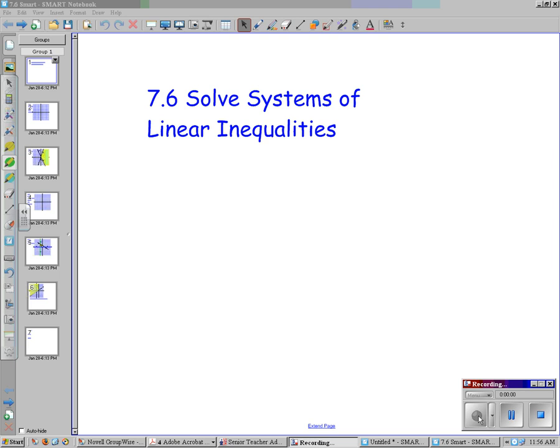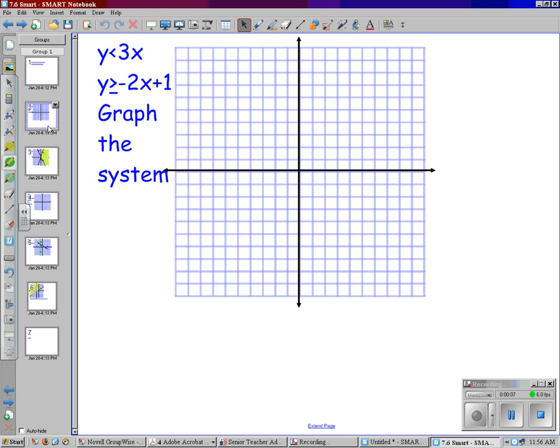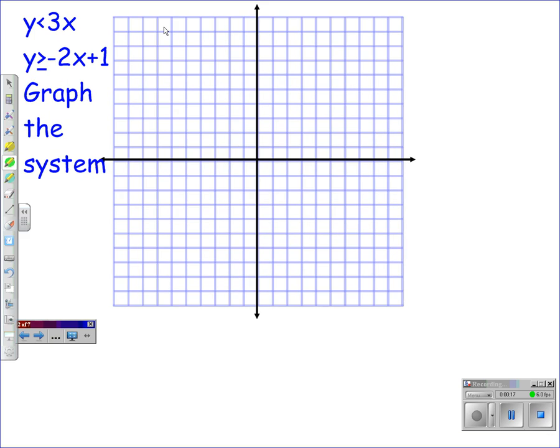All right, we are on section 7.6, graphing systems of linear inequalities. And what that means to us is that we're going to have two lines that we're going to have to graph, and we're going to have two shadings along the way. So we're going to start out with y is less than 3x, and y is greater than or equal to negative 2x plus 1. We're going to graph the system.